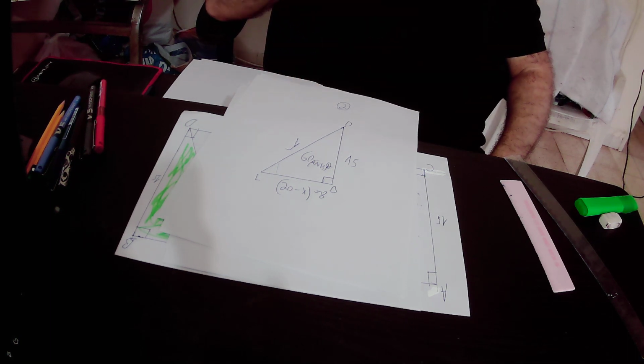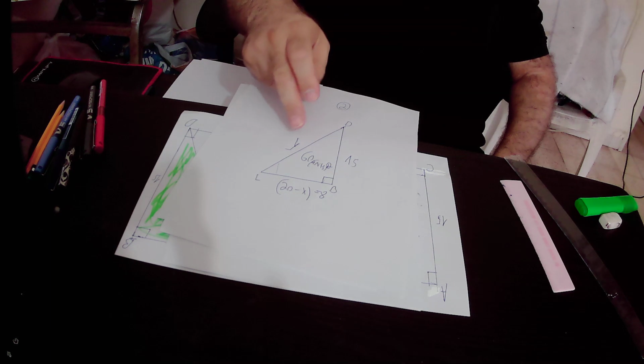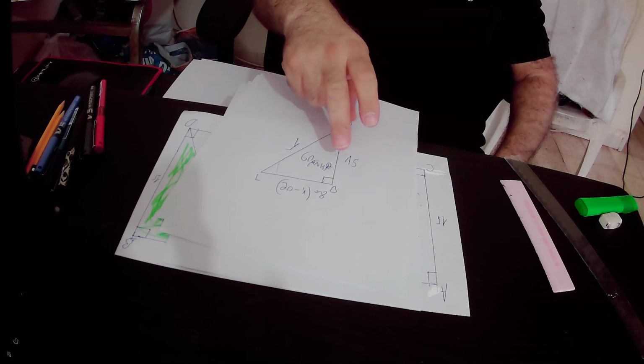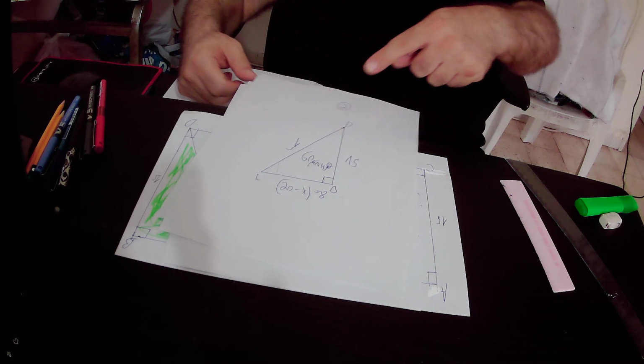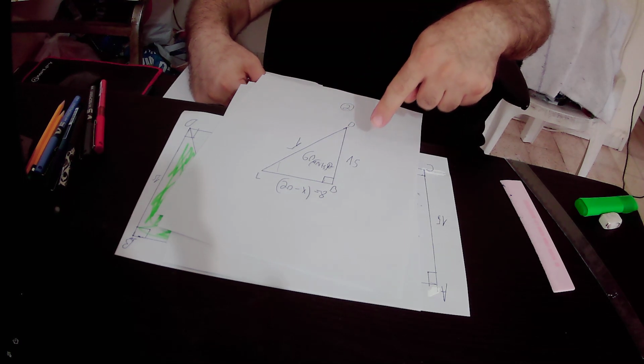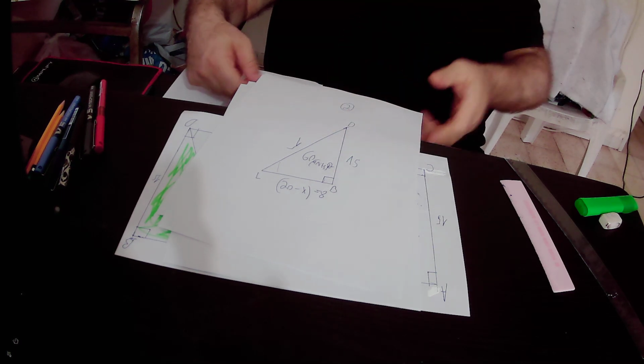According to the Pythagorean theorem, the square of the hypotenuse equals the sum of the squares of the perpendicular sides. That is to say, y squared equals 15 squared plus 8 squared.